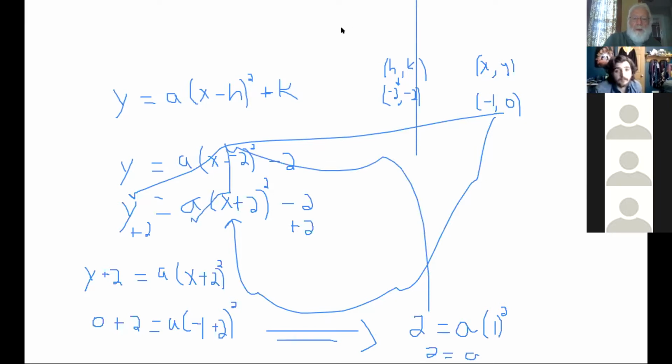And then I just plug that 2 back into here. So my answer then would be y equals 2, plugging that into there, x plus 2 squared, -2. I should let you do it, sorry. Does that help? Yeah, it does. Thank you. Okay, good.